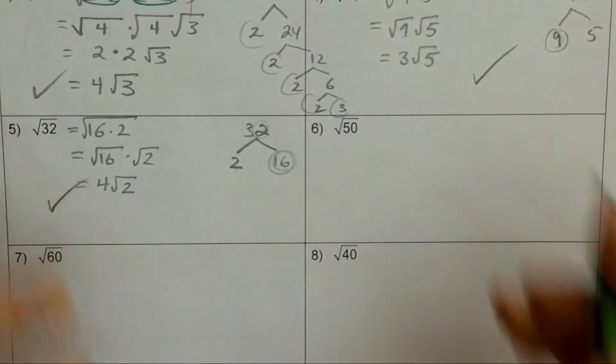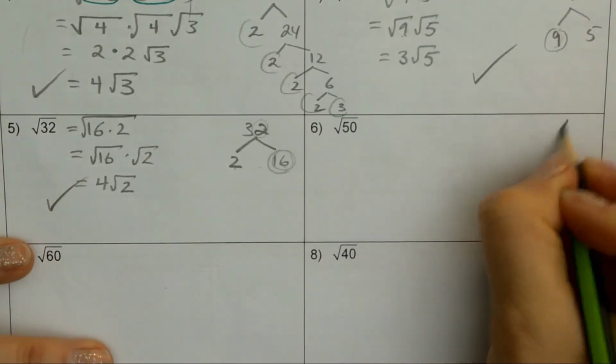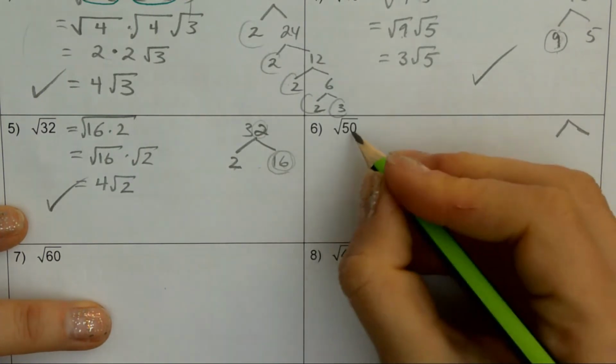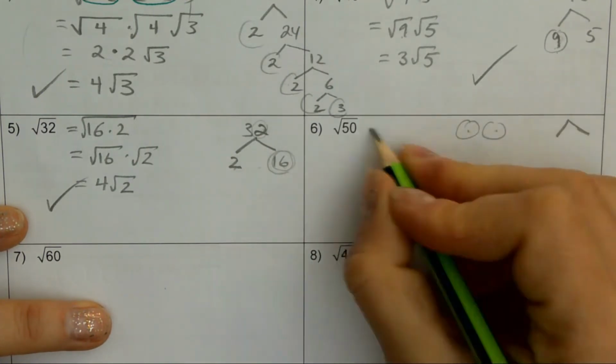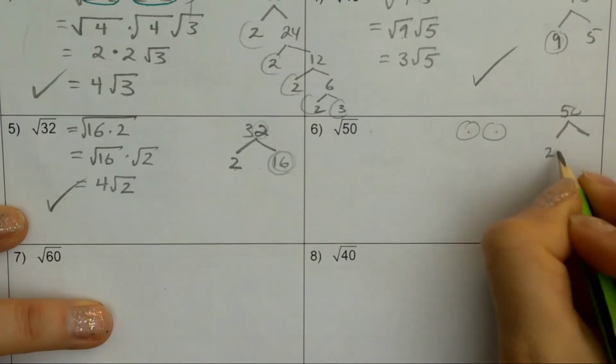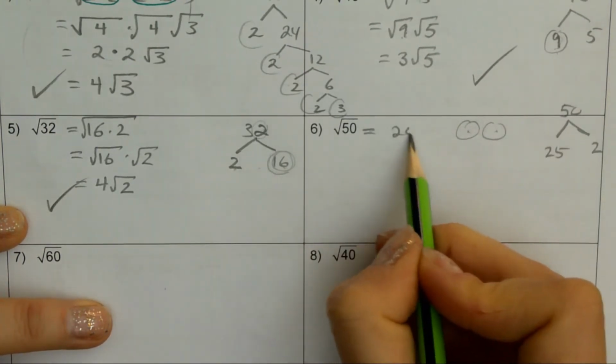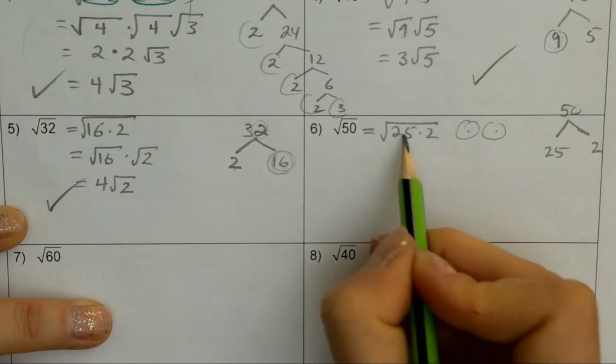50. 50 is like money. 25 Qatari dirhams. There's two 25 Qatari dirhams in 50. So I know 50 is 25 times 2. So I can separate this into 25 times 2. And 25 is a perfect square.